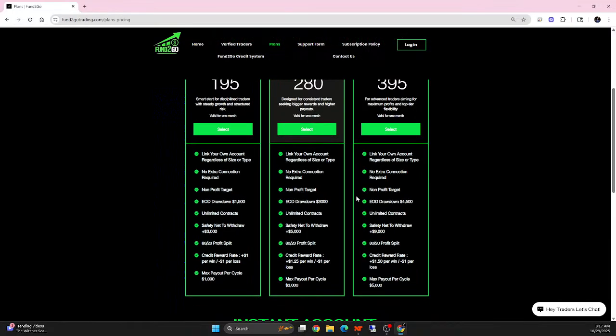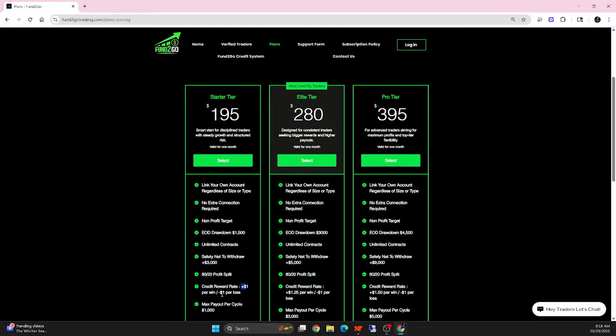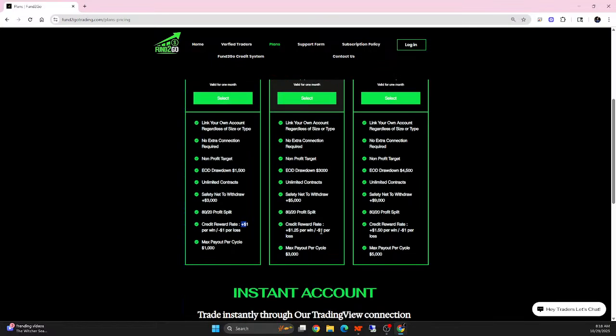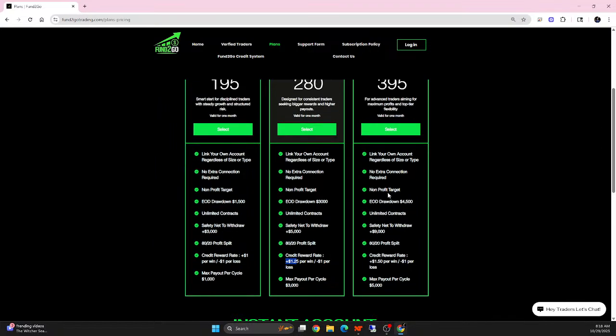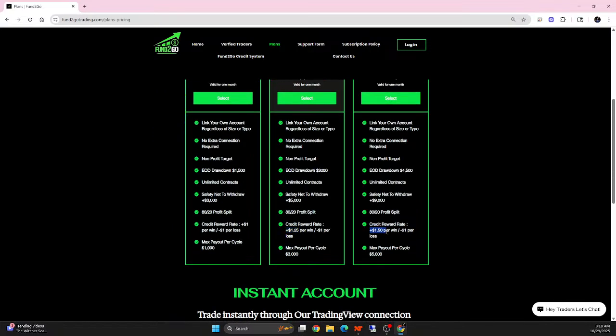So you pick the tier you want. Each tier has no target, only a drawdown, the end of day max loss. This one is 1,500, 3,000, 4,500 each day. There is no profit target. There's a safety net to reach. Whenever you reach above the safety net, you can request a payout twice a month. You get paid by credit. Each winning trade, $1 for the starter tier, minus $1 for losing. For the elite tier, $1.25 per winner, minus $1 per loss, and for the pro tier, $1.50 per win, minus $1 per loss.